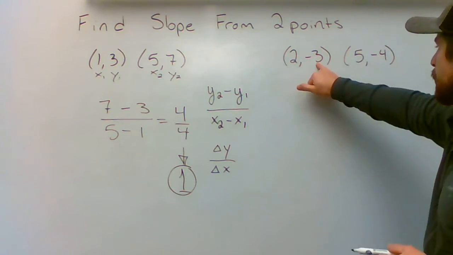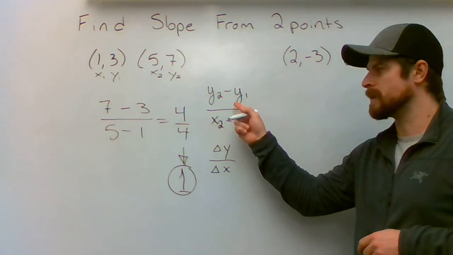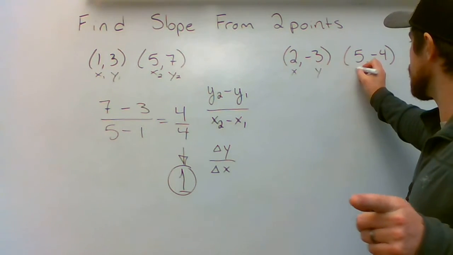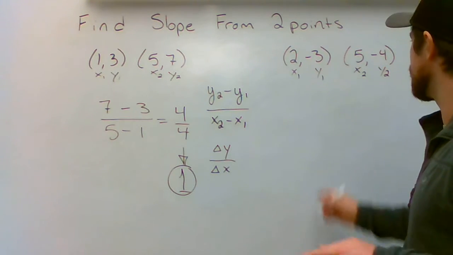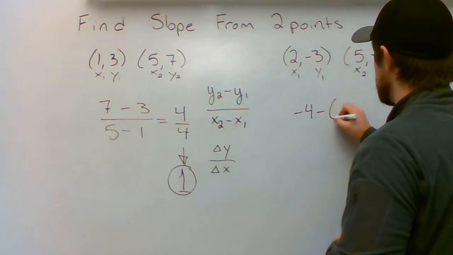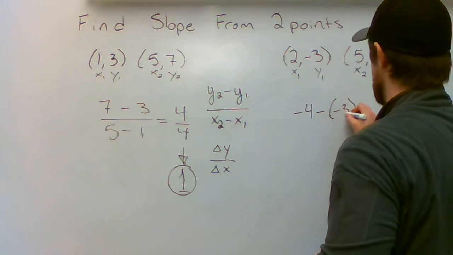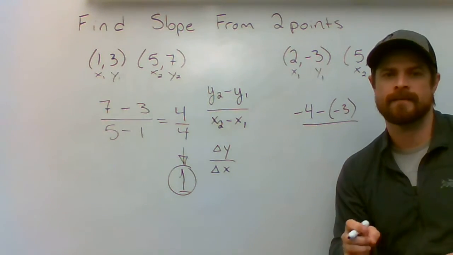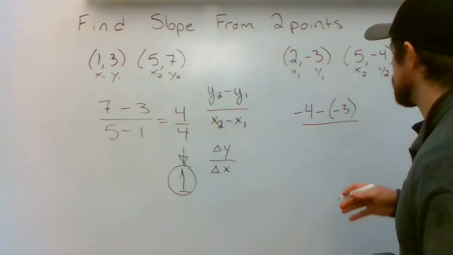Over here with this problem, what's different about this problem is you have a negative value in there. You have a -3 and a -4. So we got to be careful when dealing with negatives and plugging them into the slope formula. I'll tell you exactly why. Again, x, y, x, y. This is my first. This is my second. I'm going to take y2 minus y1. -4 minus y1, which is -3. Why in the world would I put parentheses around that? Because we are subtracting a negative. And when you are subtracting a negative, what are we really doing? We are adding.